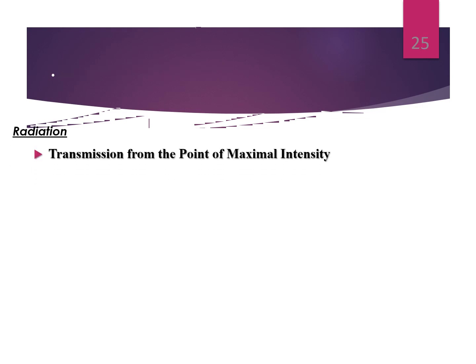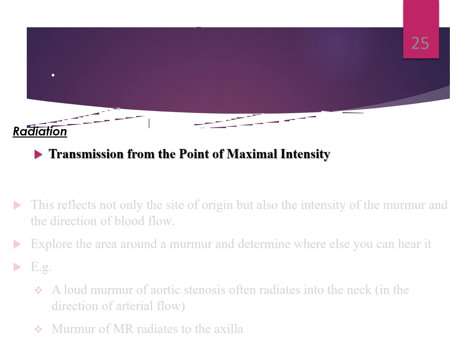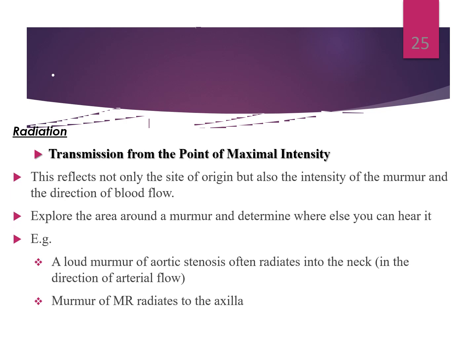The other is radiation. It is a transmission from the point of maximal intensity. This reflects not only the site of origin, but also the intensity of the murmur and the direction of the blood flow. So the direction of radiation is the direction in which the blood that flows through that valve goes. Explore the area around the murmur and determine where else you can hear it. For example, a loud murmur of aortic stenosis often radiates into the neck in the direction of arterial flow, whereas a murmur of mitral regurgitation radiates to the axilla, especially the left axilla.